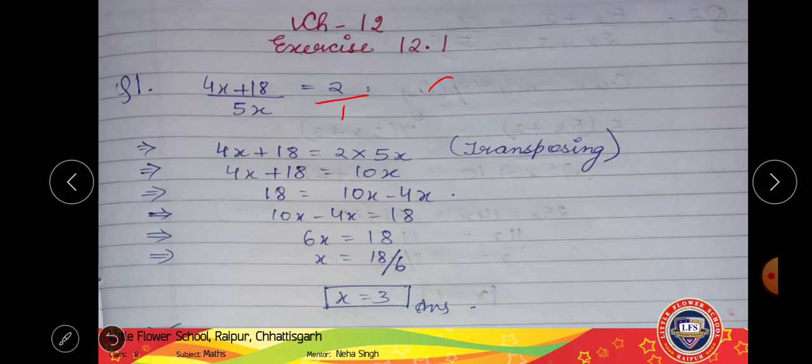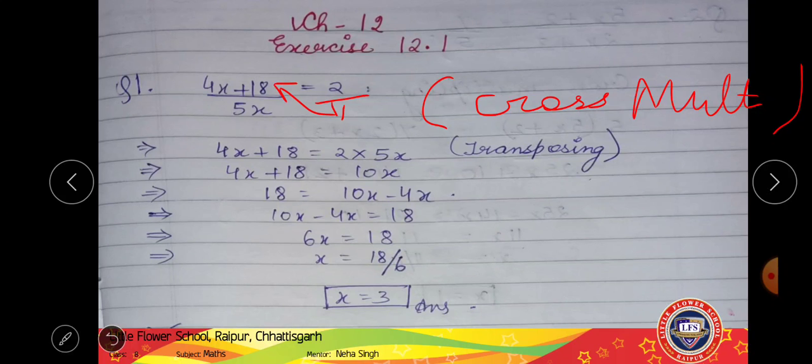Now the first step will be cross multiplying. After cross multiplying, what will we get? 4x plus 18 upon 5x equals to 2 by 1. So this will be multiplied with this, and this means cross multiply: the numerator of one side of the equal to will be multiplied to the denominator of the other side. So 4x plus 18 into 1, it will be the same, and next will be 5x into 2.